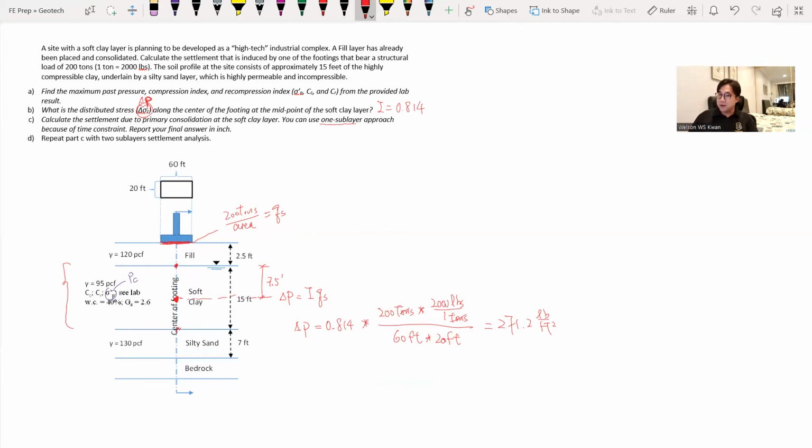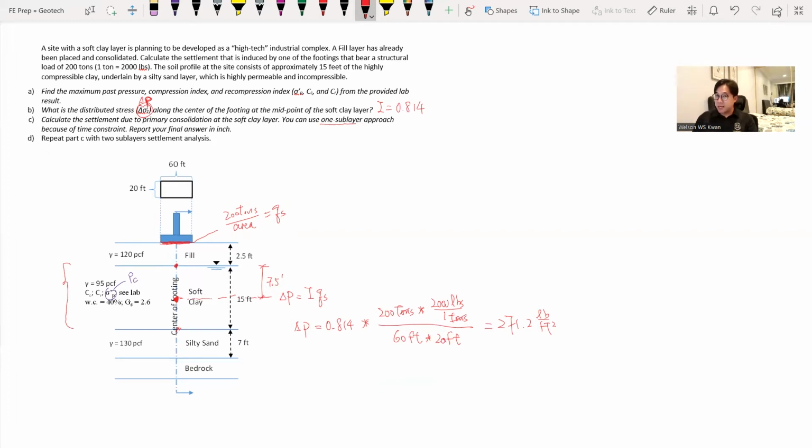But to simplify our settlement analysis, now we use the one sublayer approach. We assume that throughout the whole layer, the distributed stress is the same. So that's why we pick the midpoint, kind of like an average. We take the midpoint to represent the distributed stress of the whole layer. This kind of analysis is quick, but as you can imagine, it's not so accurate because the stress is supposed to be dissipated with increasing depth.